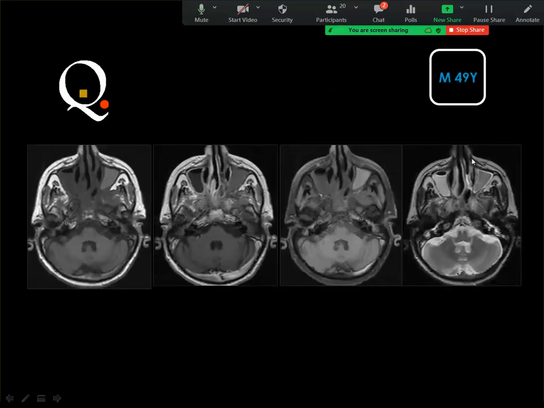Then in this male, 49 years old, he has sinusitis of both maxillary sinuses. This is T1 and this is T1 post contrast. This is FLAIR and this is T2 weighted image.